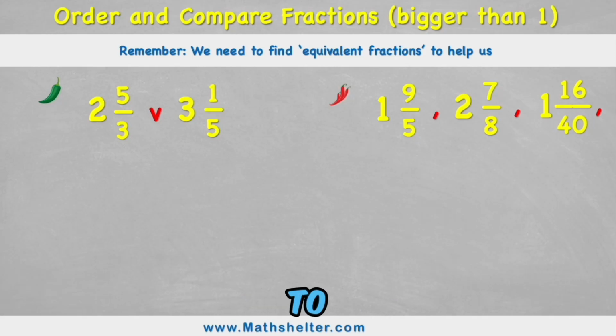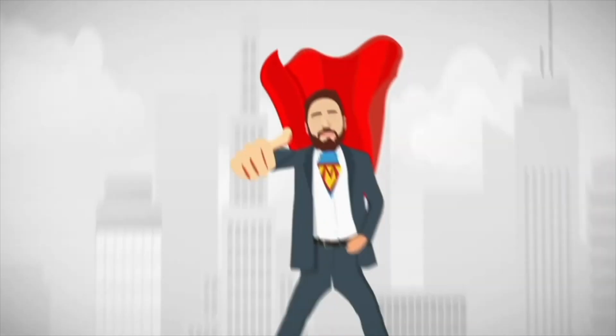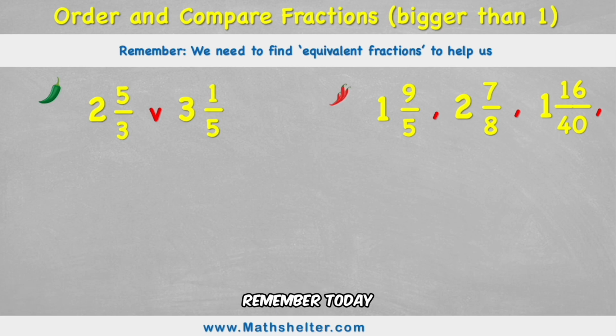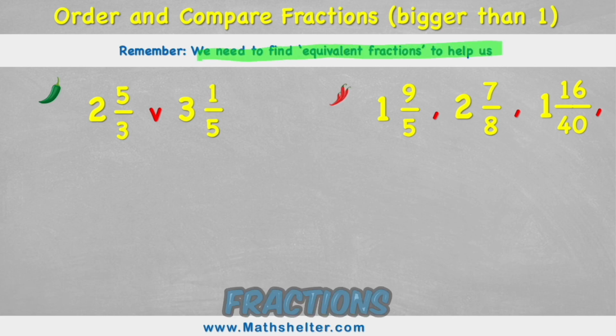Today we're looking at how to order and compare fractions that are bigger than 1, or in other words, mixed number fractions. So let's go. Okay, the one thing we're going to remember today is that we're going to need to find equivalent fractions to help us. So if you're not too sure about equivalent fractions, go back on the channel and watch that video first. That's really going to help you.